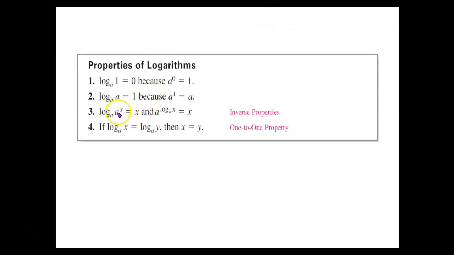If you start by taking a to the x and then you take the base a logarithm of that, you're back with the number you started with. So the log undoes what the exponential function does, and vice versa. The exponential function would undo what the logarithmic function does. And because logarithmic functions are one-to-one, if log base a of one thing equals log base a of another thing, then those two things must be equal.